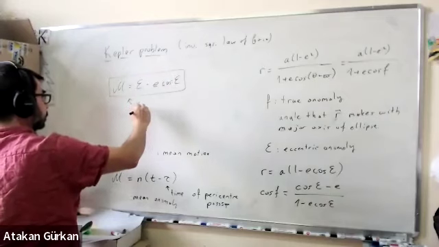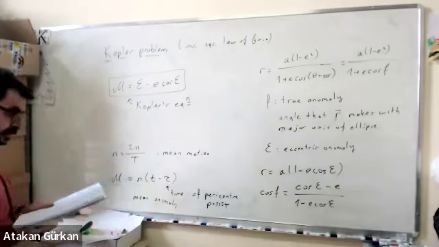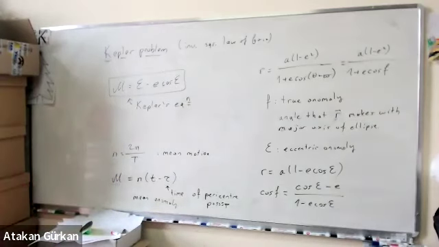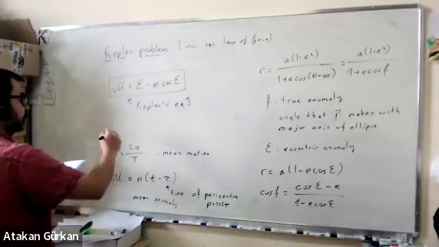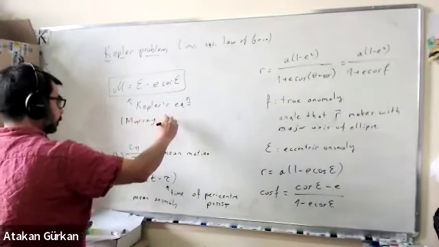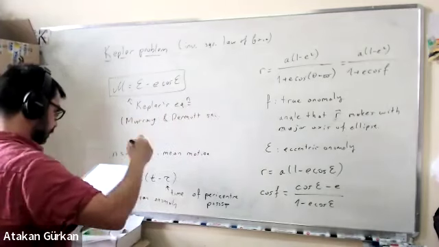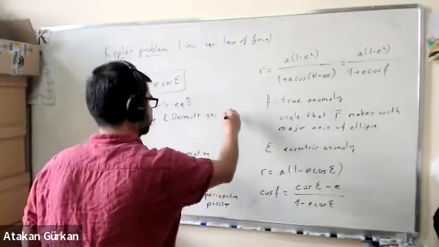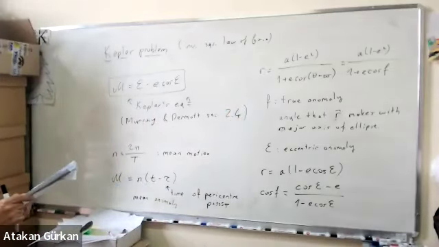Kepler's equation. This is called Kepler's equation. The derivation of this, using properties of the eccentric anomaly, you can find in Valtonen and Karttunen, section 2.4, I think. I can't read my own handwriting. It could be 2.6, but it's close enough.